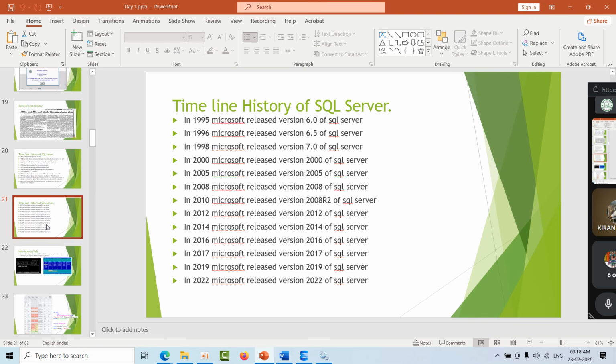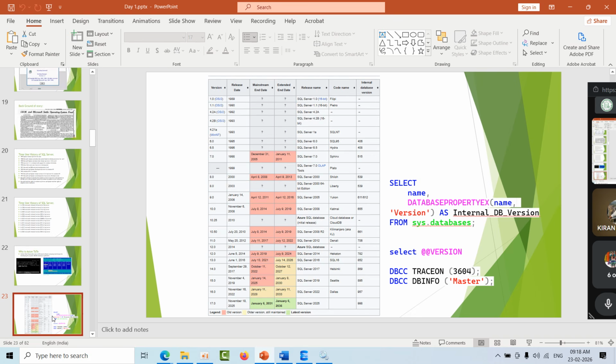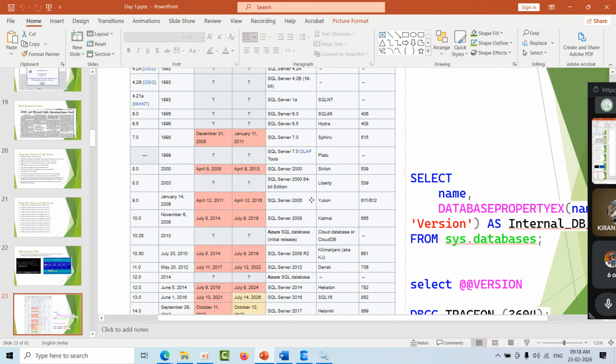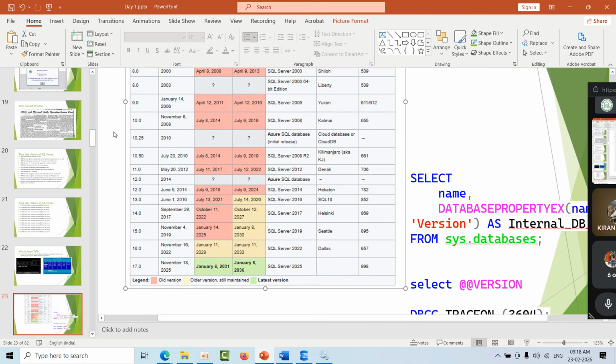Now, if you see, this is the timeline history. From the 1995 version of SQL Server onwards, this is Microsoft's timeline history, how it evolved. This is the document which I got from Wikipedia. Here we have Microsoft SQL Server 10 with Katmai and the internal database version.